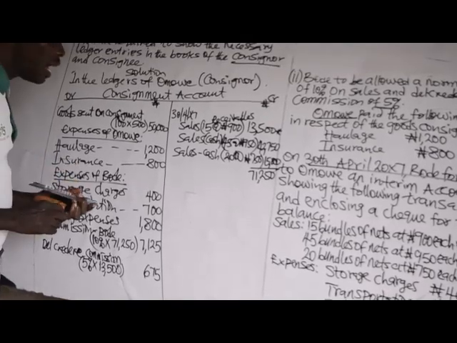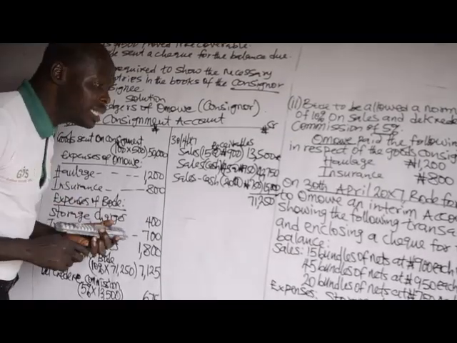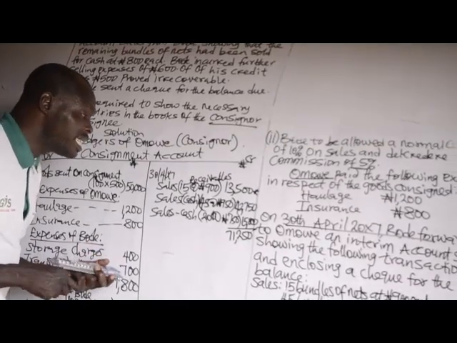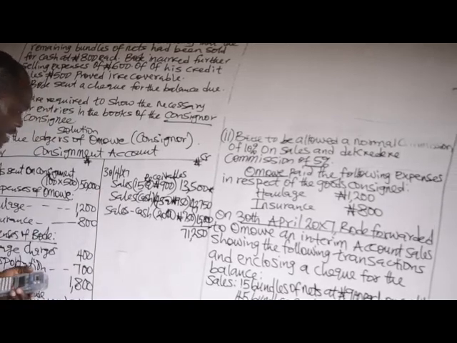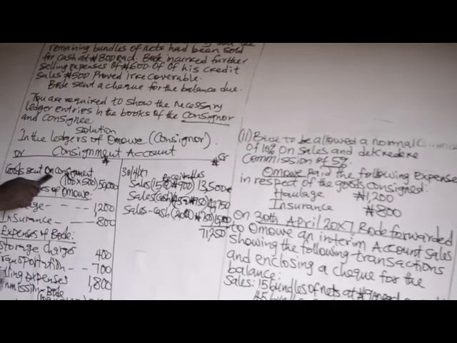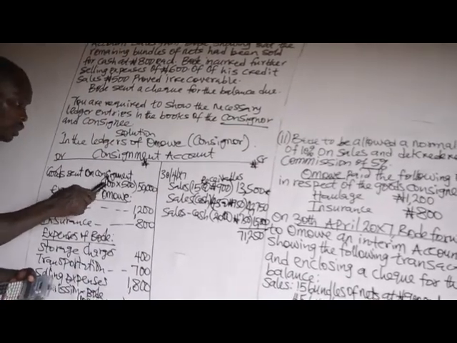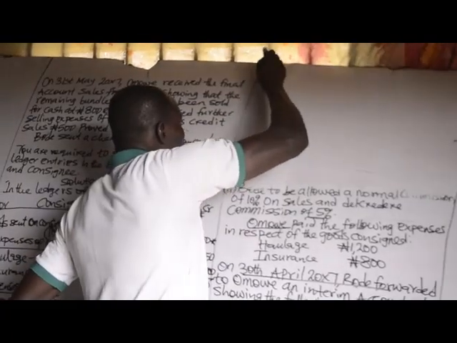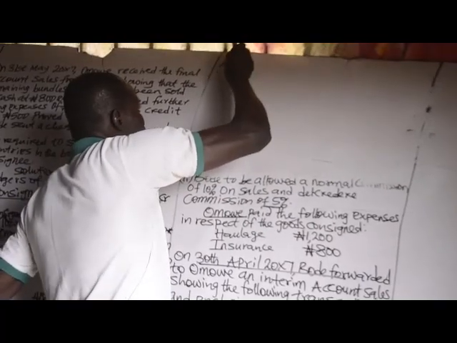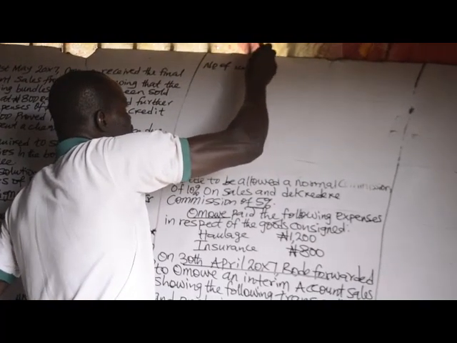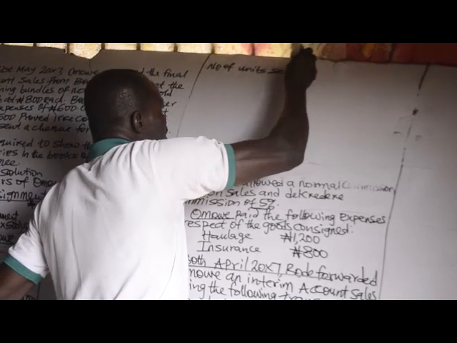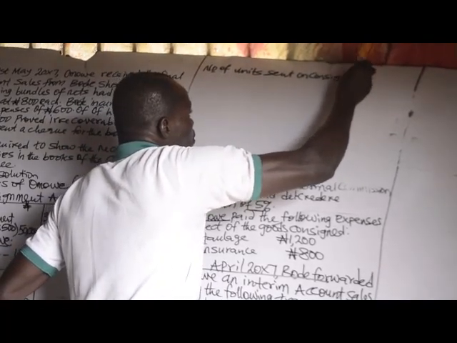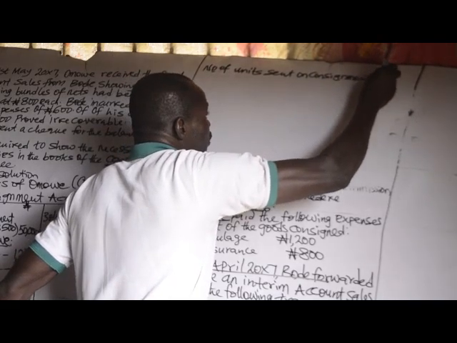Now, remember, upon the receipt of the first account sales, only 80 bundles have been sold so far. Number of units consigned is 100. 100 bundles were consigned. Number of units sent on consignment, which is 100 bundles.